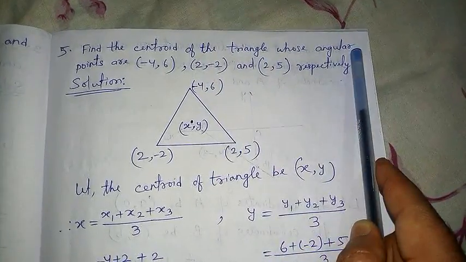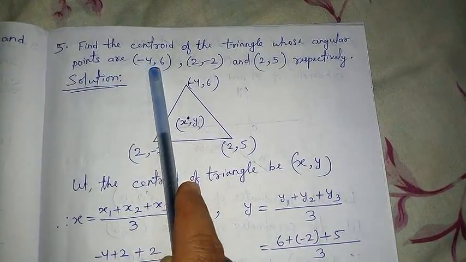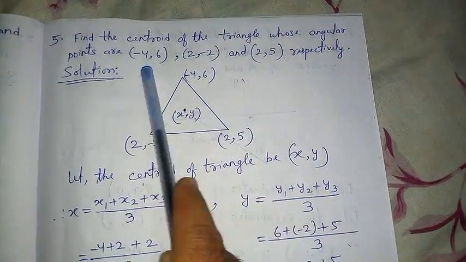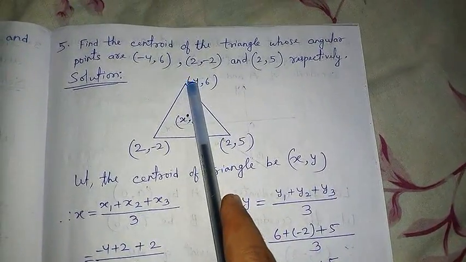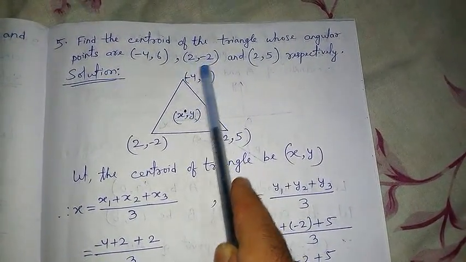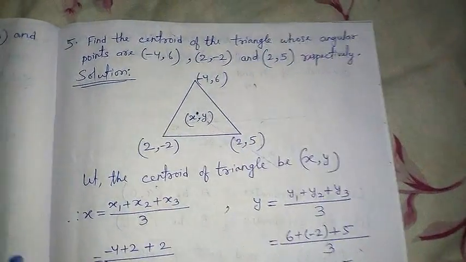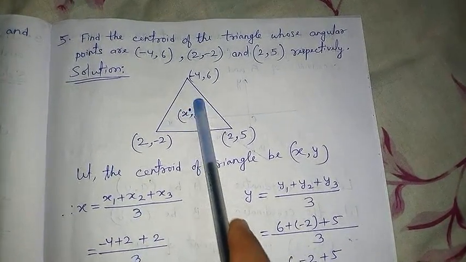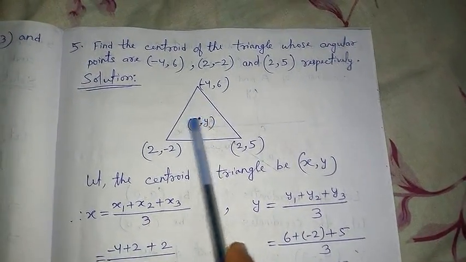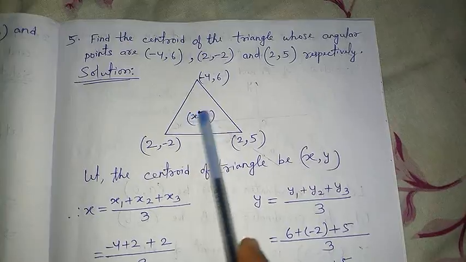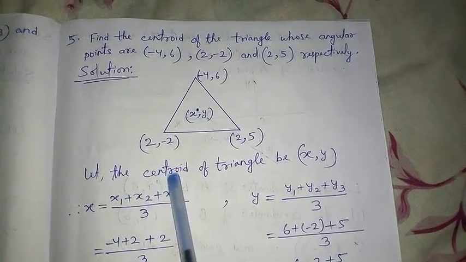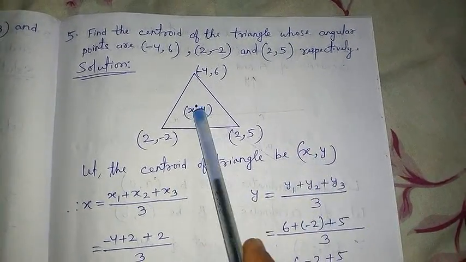Now the very same example I have done here. Find the centroid of the triangle whose vertices are (-4, 6), (2, -2) and (2, 5). So these are the three vertices. So same thing I wrote here: (-4, 6) here, (2, -2) here, (2, 5) here, and let the centroid be here. You have to find the coordinates of the centroid. So let the centroid of the triangle be (x, y).